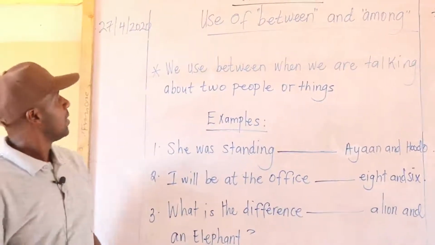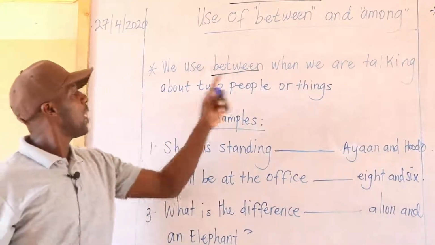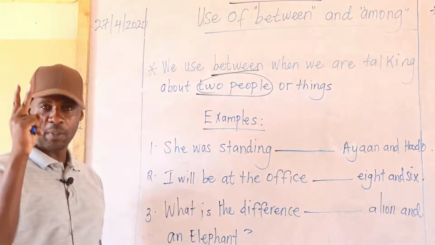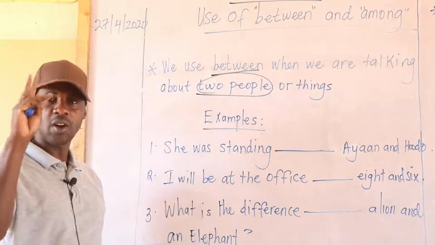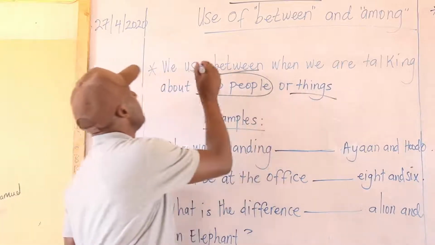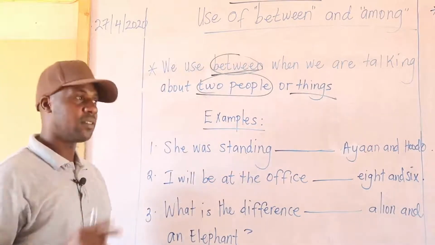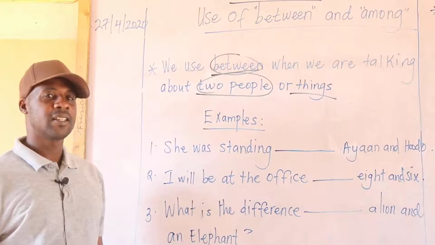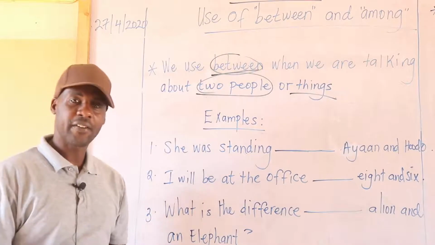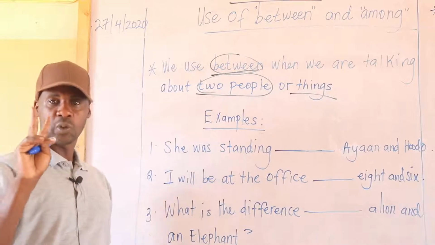Now, we use between when we are talking about two people, only two people or things. That's when we use between, when you are talking about two people or two things. It can be two books, it can be two chairs, it can be two mobile phones, it can be anything, as long as it is in two.